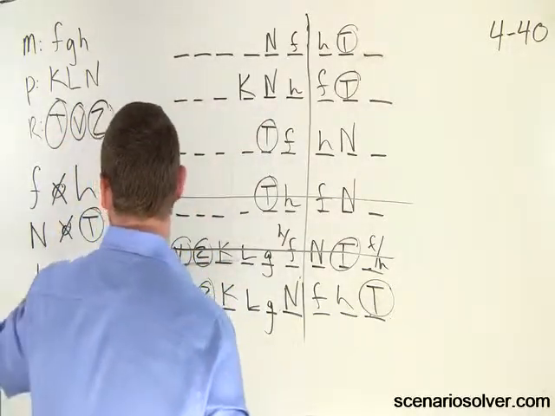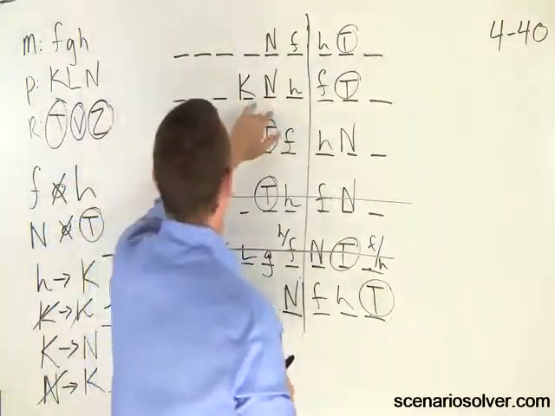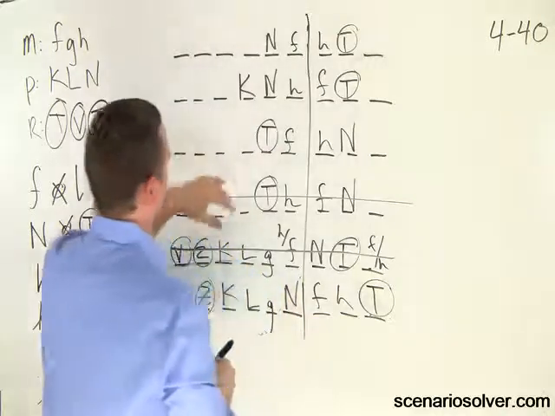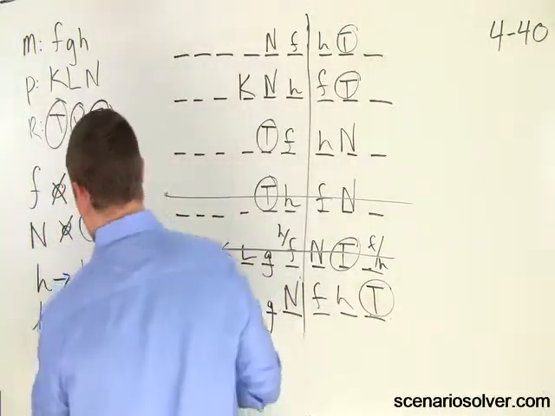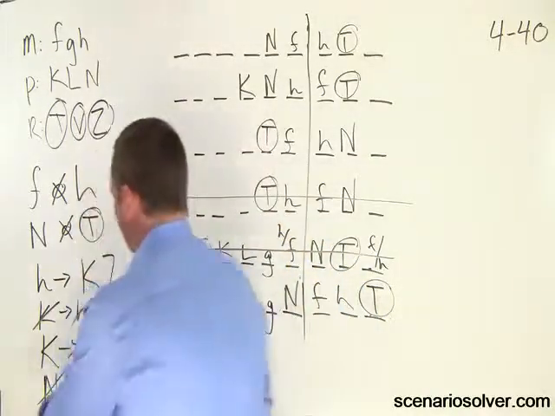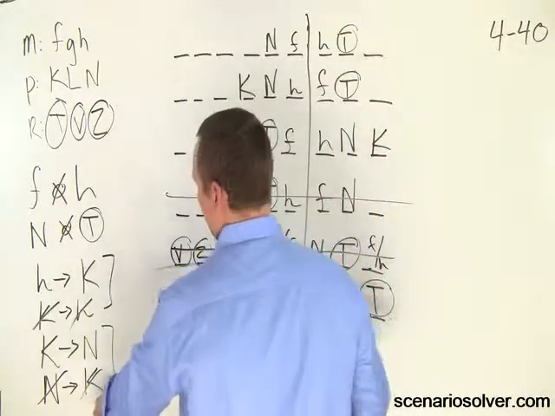And is there anything else that we know? No. If we have H, we have K, we have N. Is there any other rules that we can work with? If we don't have N right here, then we cannot have K. All right, so K would fall out.